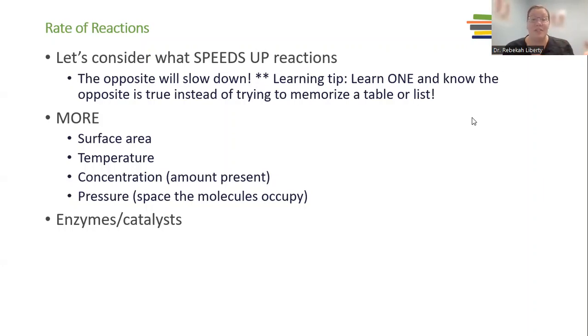Learn one and just know that the opposite is also true. So generally in the body, we would be more concerned with speeding up reactions. And so how do we do that? These are explained very nicely in the OpenStax text, so you can read more there, but more surface area is going to make it easier for reactions to occur. This is really important for things that we talk about in like the digestive system. So that's why we chew foods.